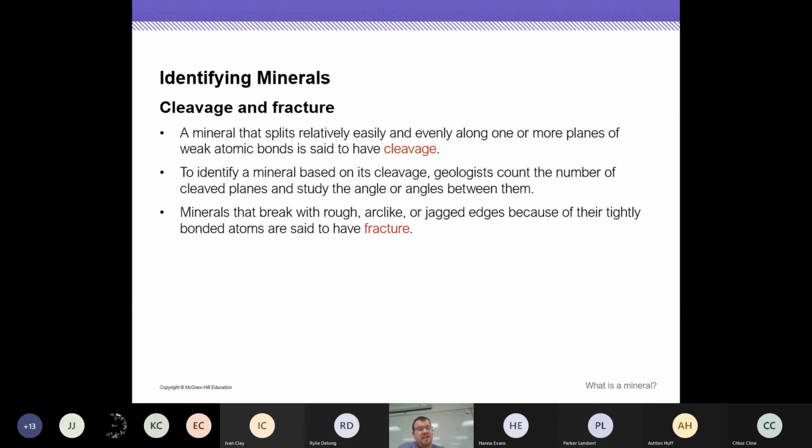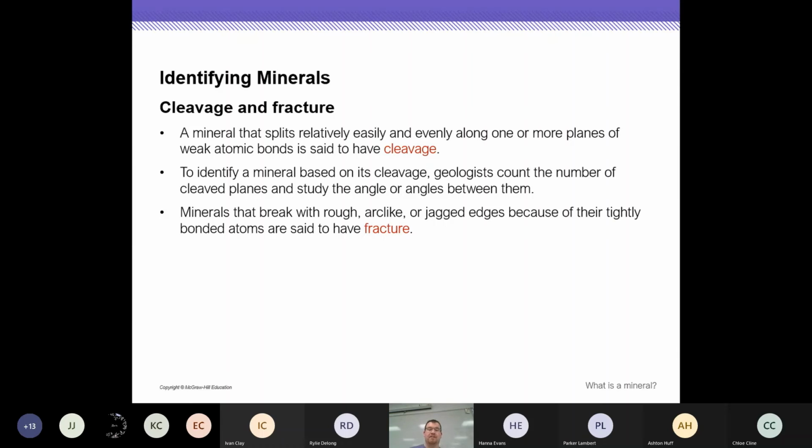All right, so then we have cleavage and fracture, and I think this is where we left off actually in class. And the big difference is what cleavage and fracture is. Minerals will break, this is true, and they'll split, but cleavage has them splitting relatively easily. And the big thing with cleavage is it's a very even break along one or more planes of weak atomic bonds. So it's kind of like an even break, very clean. It happens at distinct angles. These things happen in certain planes.